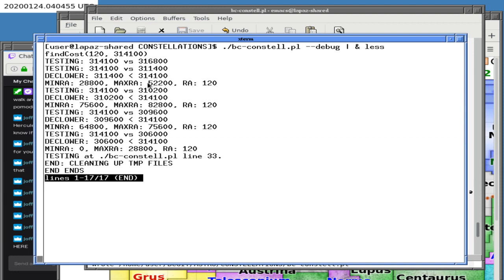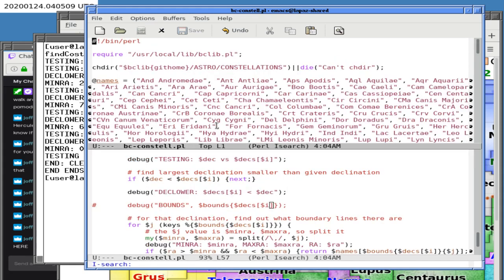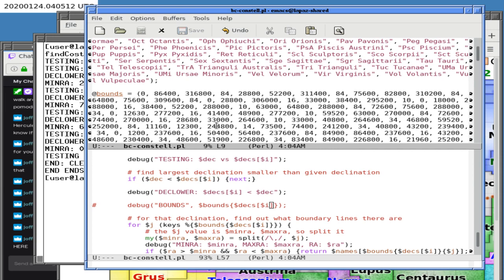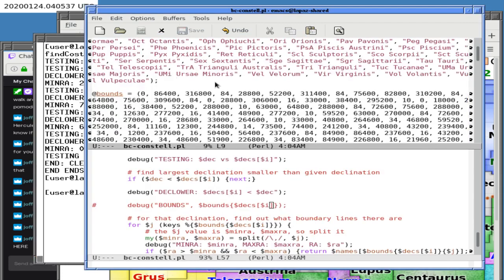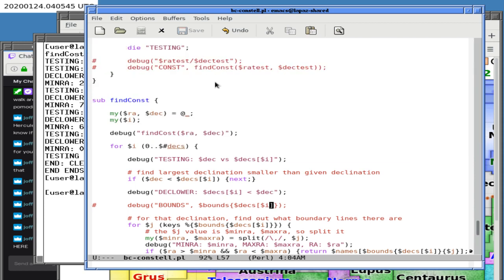I guess what bugs me here is I really, really expected to see a 0 to 86,400 here, which we're not seeing. Because it looks to me, and I could be wrong here, but the very top, that's actually not what that says. Yeah, it is. So 0 to 86,400 at 316,800. So I probably have my list of declinations incorrect here somehow. The highest declination I should see should be 316,800. So let's see what the hell's going on.